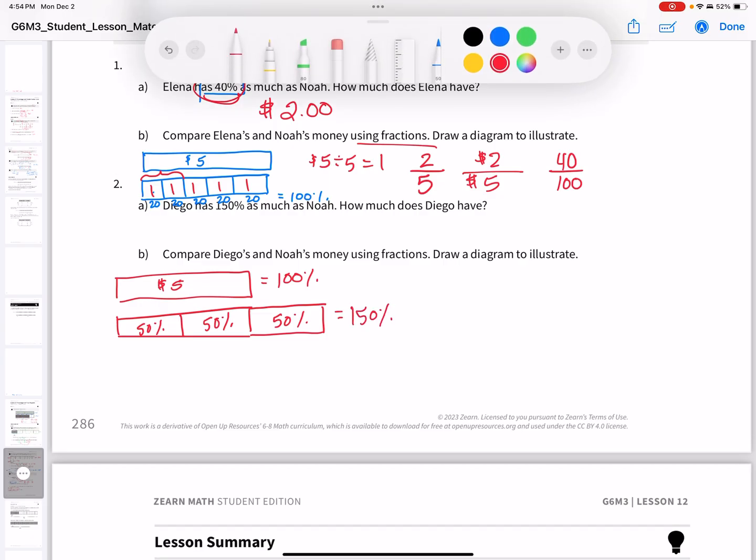Okay, so I really need to take this 5 and split it in 2, because I need to split it in half. So half of 5 is $2.50. So that's 50%. Then Diego has another $2.50 and he has another $2.50. So what does that equal? 2, 4, 6, 7, 50. So Diego has $7.50.